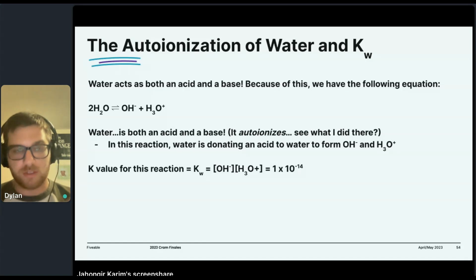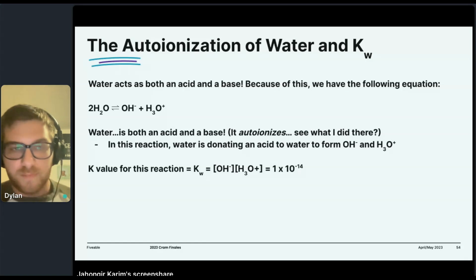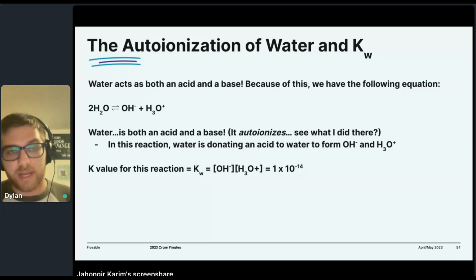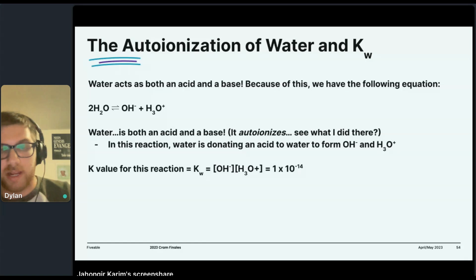And that tells us that two waters react and auto-ionize. So that's why it's called the autoionization of water, right? So in this reaction, one of the waters is acting as an acid, releasing a hydrogen ion, and the other one is acting as a base, accepting that hydrogen ion.